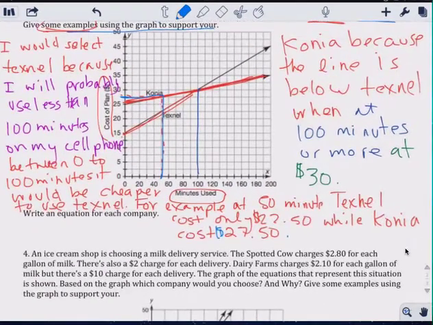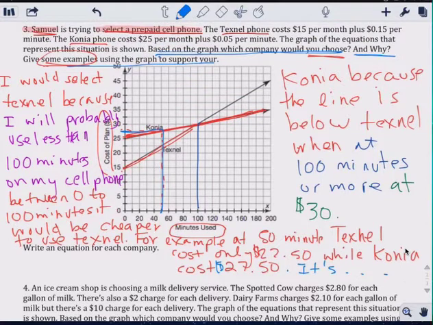Now, hopefully I'll give you enough room to write all of that. It's a savings of $5. Okay? I'm running out of room. So if you use Kanye because the line is below the Text Nil when it's at 100 minutes or more, you need to elaborate.